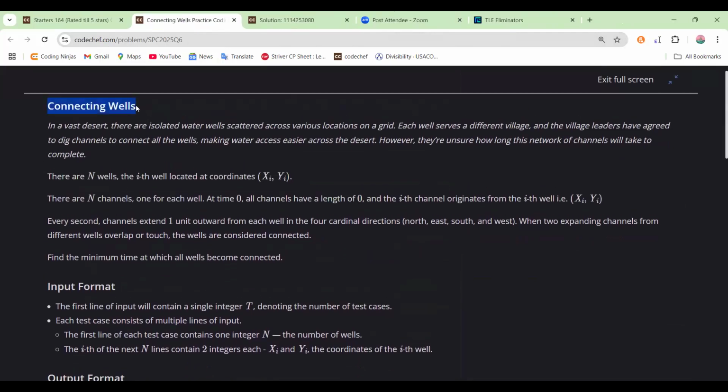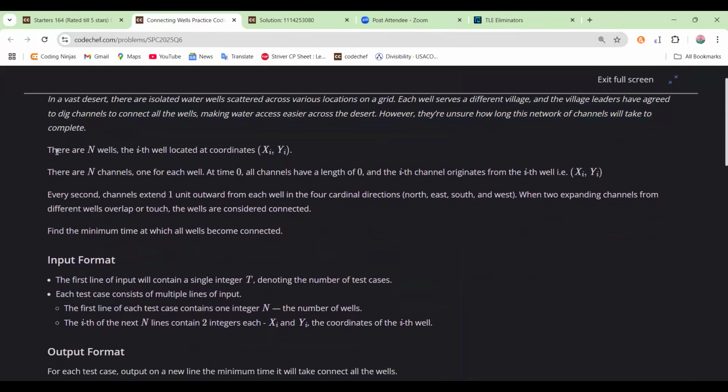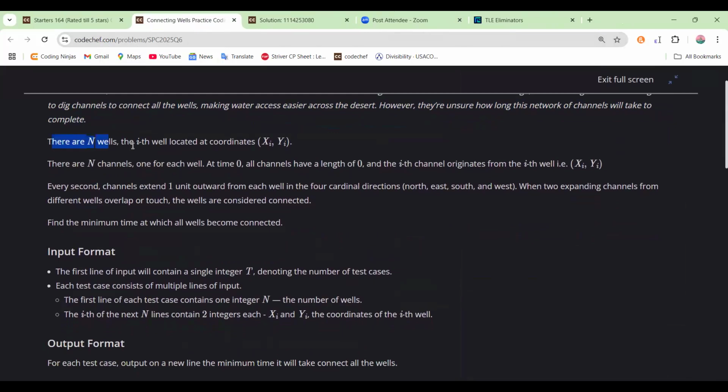So the name of the question is connecting wells. Sorry, I said walls, it is connecting wells. I am neglecting this above part; the question starts from here. There are n wells. The ith well is located at coordinate xi, yi. There are n channels, one from each well. At time equals 0, all channels have a length of 0, and the ith channel originates from the ith well, that is xi, yi.